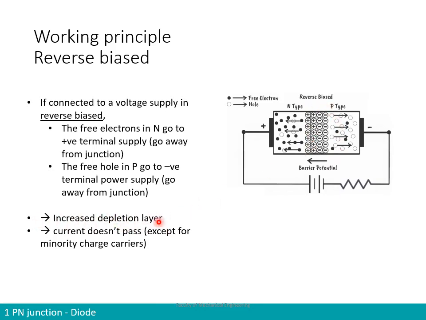So the depletion layer increases, therefore the current will never be able to pass, except for very few minority charges that we call minority charges, right? So if it is connected in reverse bias, the current will never be able to go across the diode, right?